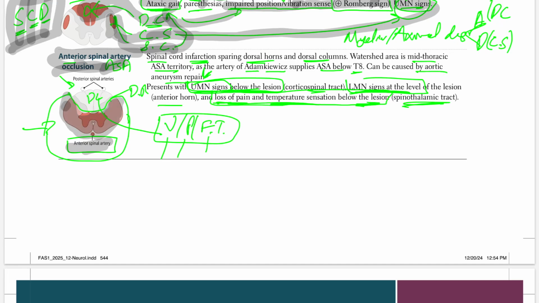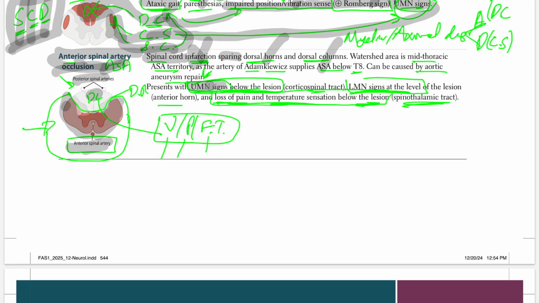So all the anterior parts are going to go into infarction. So spinal cord infarction, but you're only sparing the dorsal column because that is supplied by the posterior spinal arteries. Okay, so dorsal horns and dorsal column are the only ones which are going to be spared. Everything else is just going to be infarct. There's an infarction over there.